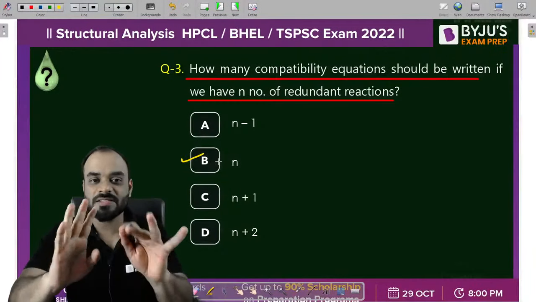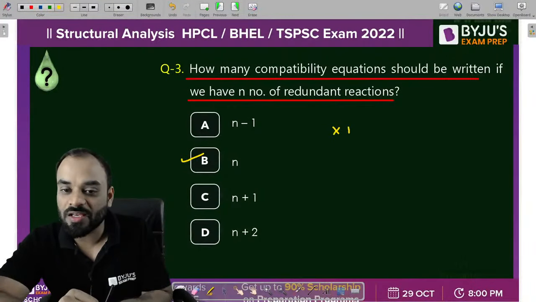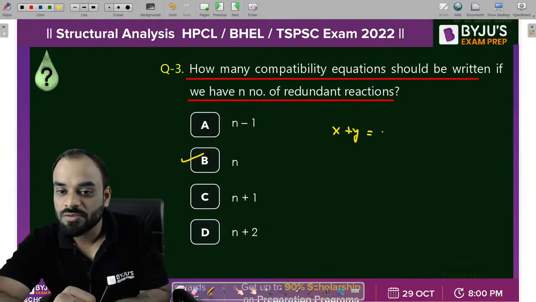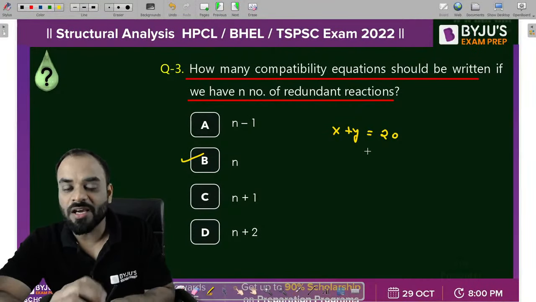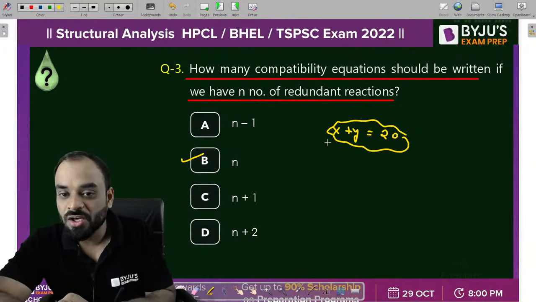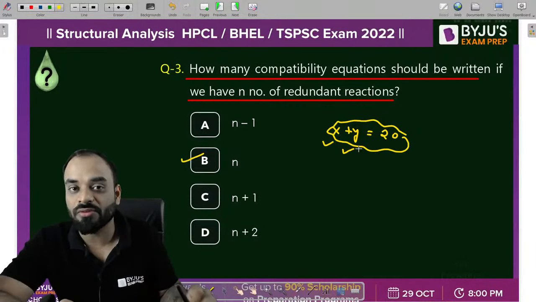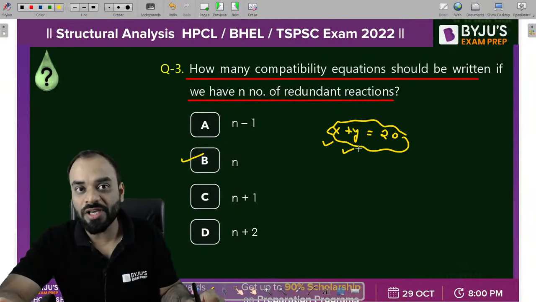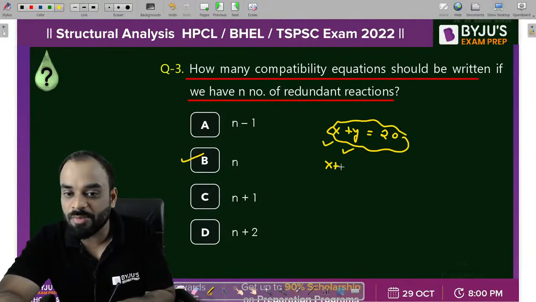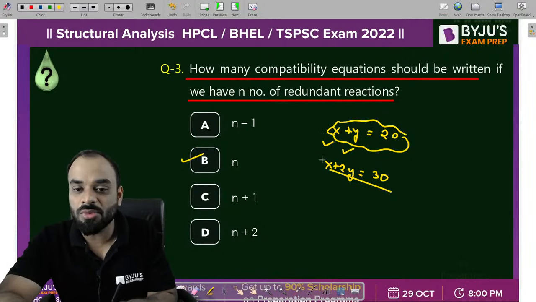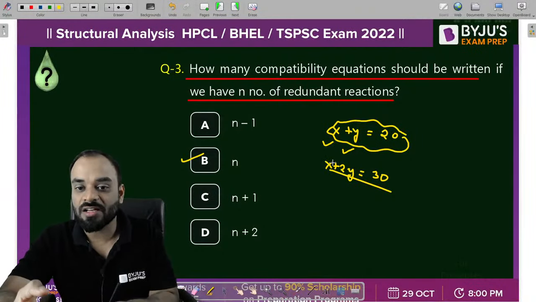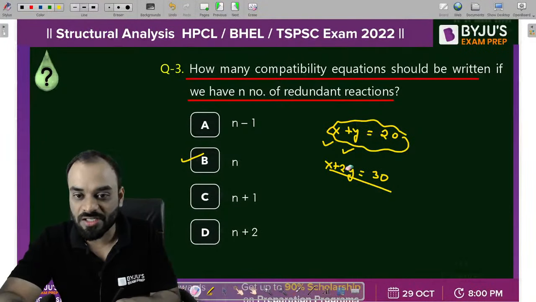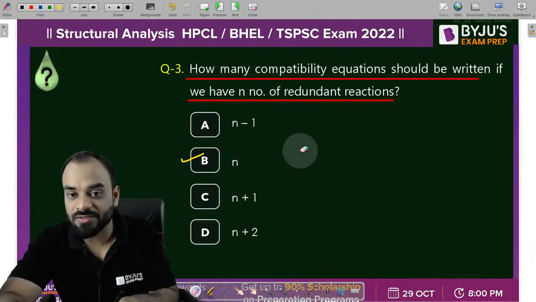Just imagine if you have an equation like x plus y is equal to 20. Tell me, guys, how many equations are required to find out the value of x and the value of y? Only two, right? If I write one more equation, I am able to find out the value of x and y easily. So the total number of variables and the total number of equations should be the same. Then only we can find out the variable part. That's why B should be the correct answer.